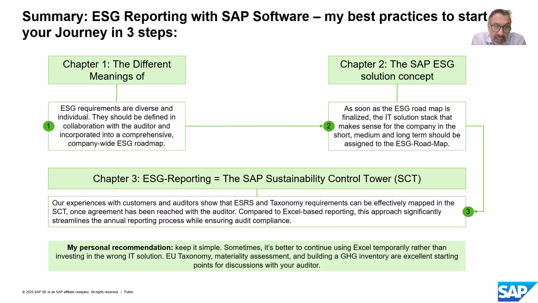My personal recommendation, keep it simple. Sometimes it's better to continue using Excel temporarily, guided by your ESG roadmap, rather than investing in the wrong IT solution. And EU taxonomy, the materiality assessment, and building a greenhouse gas inventory are really excellent starting points for discussion with your auditor, and then for starting your discussion with your SAP counterpart.